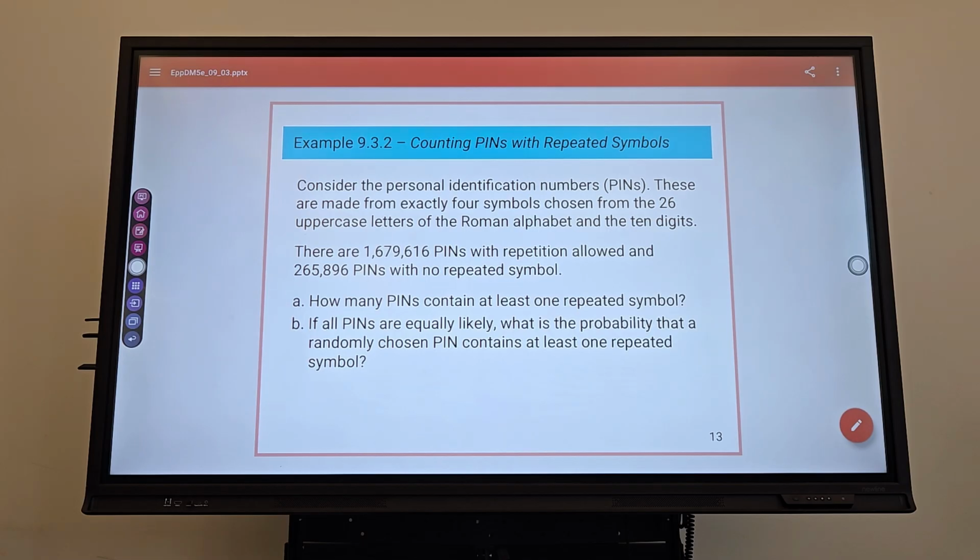Consider the personal identification numbers. Same criteria as before. There are 1.68 million PINs, approximately, with repetition allowed, and 265,000 PINs with no repeated symbol. How many PINs contain at least one repeated symbol? If all PINs are equally likely, what is the probability that a randomly chosen PIN contains at least one repeated symbol?